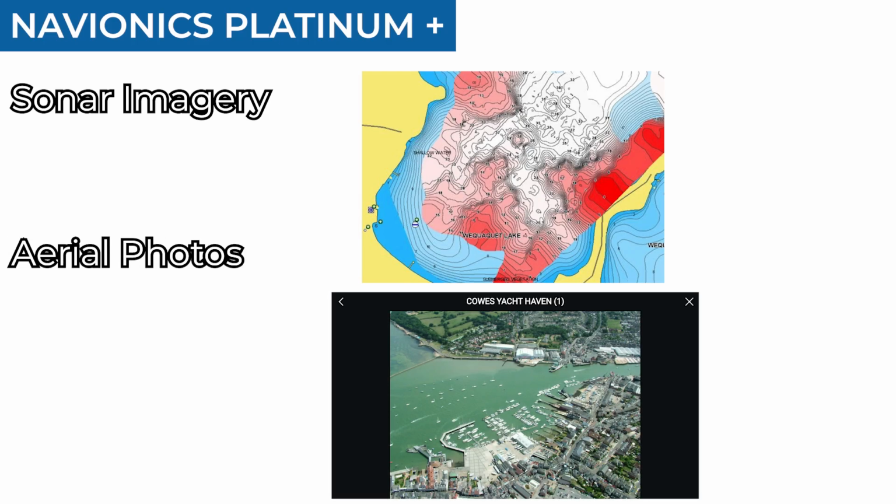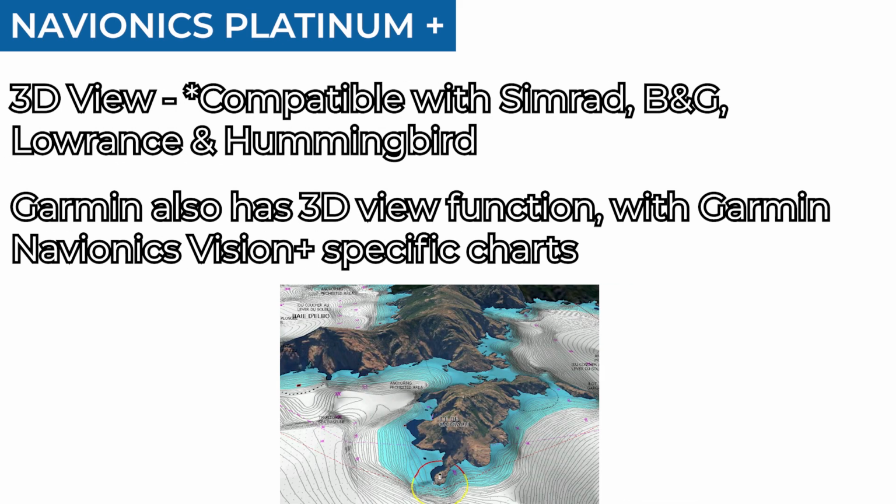As well as sonar imagery and aerial photos. Also on some chart plotters such as B&G, Simrad, Lowrance and Humminbird, there is a feature called 3D view, which turns the chart 3D, a bit more like a sat nav.